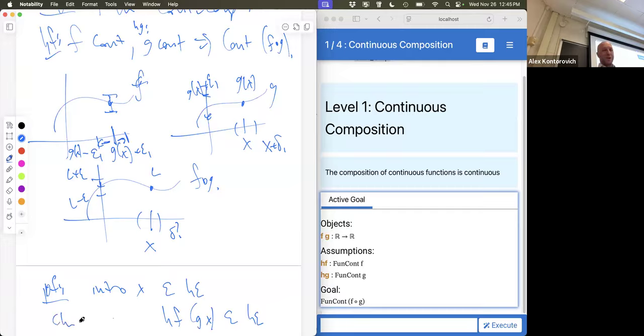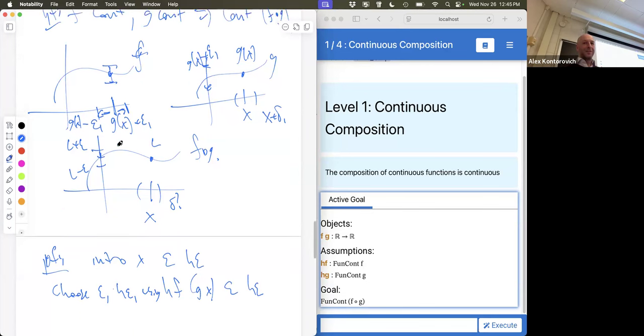that says there exists a delta. So choose, but we're not going to call it delta. We'll call it epsilon 1. H epsilon 1 using this. Okay. So if you're within epsilon 1 of the input value g of x, H epsilon 1 guarantees that f is within epsilon of its value. That's the continuity of f, but not at x, at g of x. Now what?